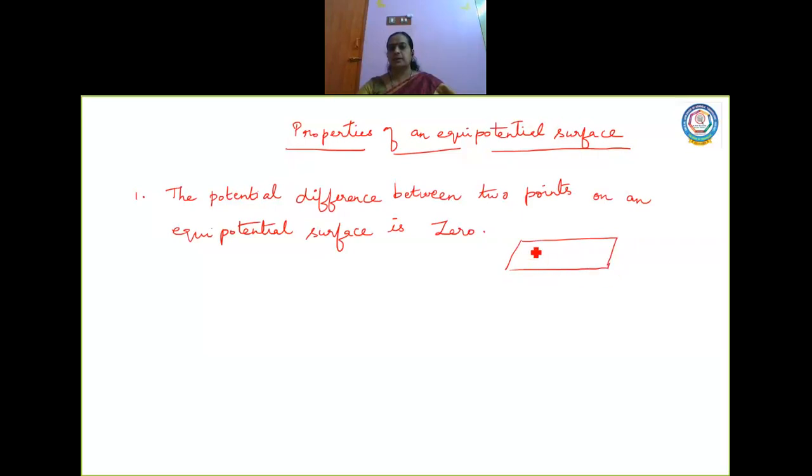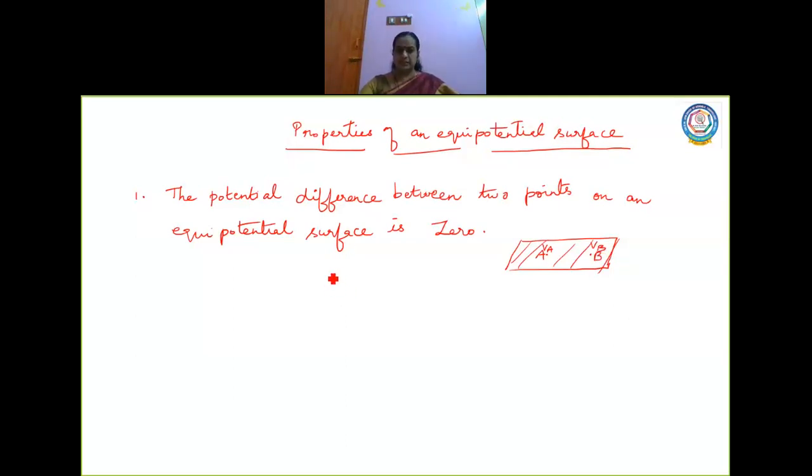Okay, let me draw this. I'm considering two points here, point A and point B. Now, as we discussed the definition of an equipotential surface, let us consider the potential at A as VA and the potential at B as VB. So, what is the potential difference between these two points?